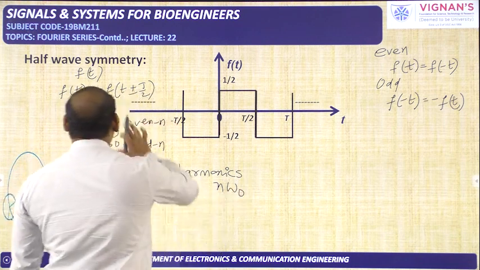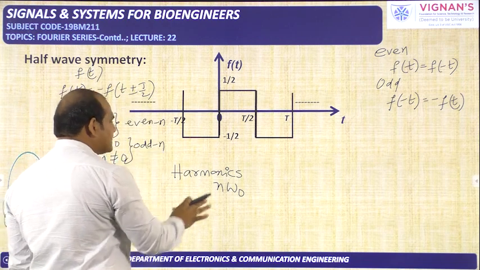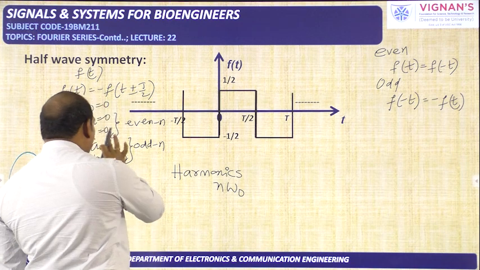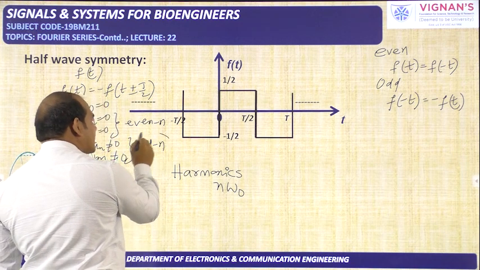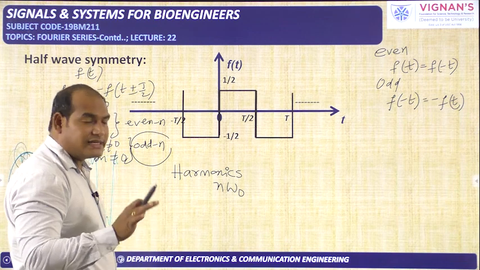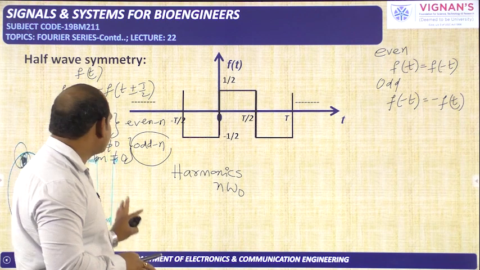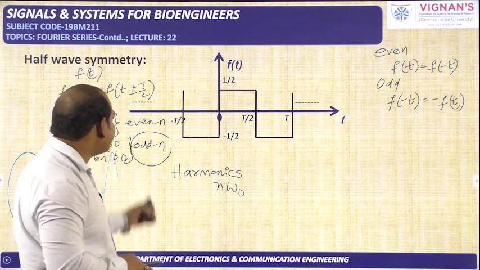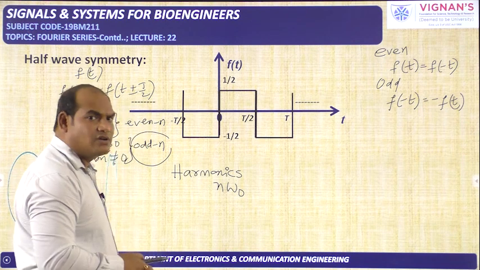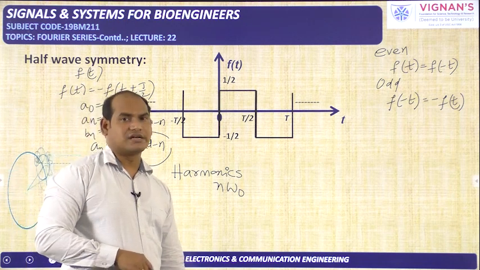So if the signal satisfies the half wave symmetry property, then the signal has coefficients only for odd n. That means only for odd n does the Fourier series exist. For even n, the coefficients are equal to 0. These are the coefficients I have given with respect to the trigonometric Fourier series.